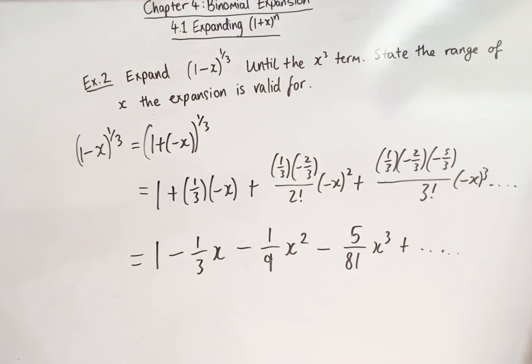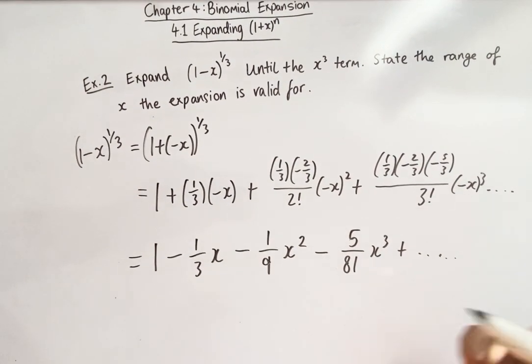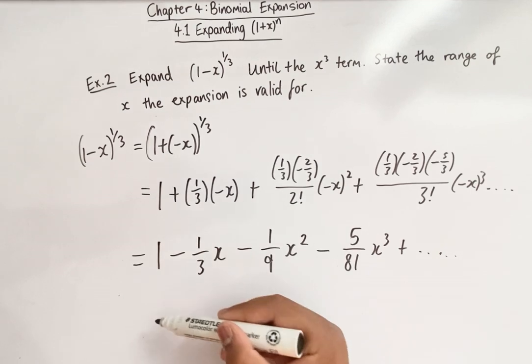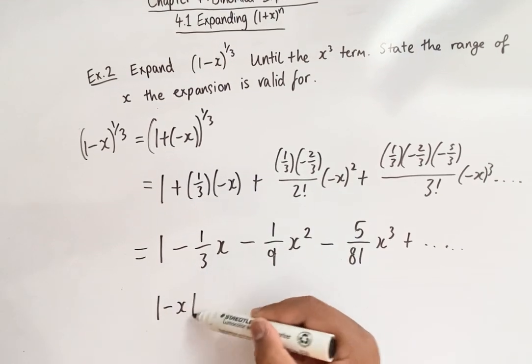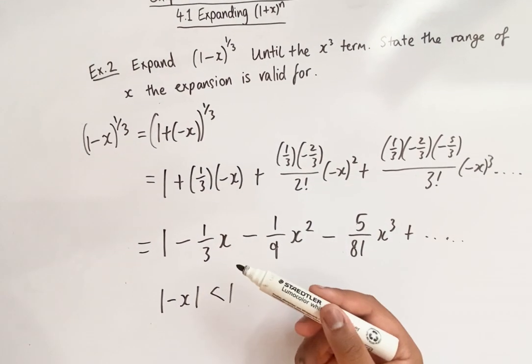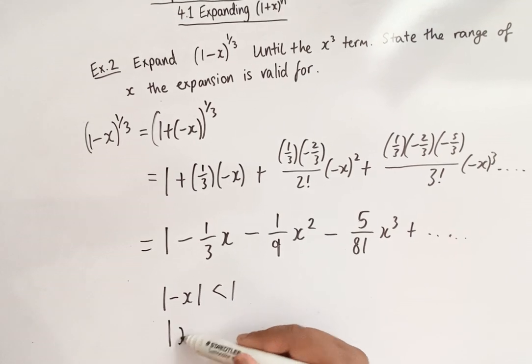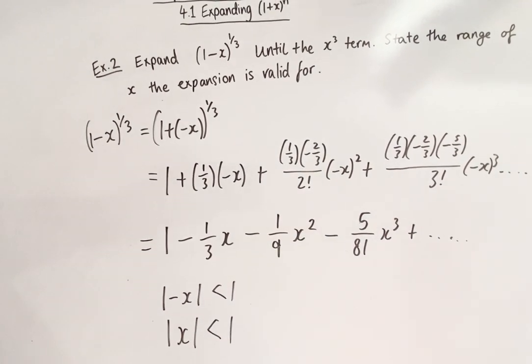The second part says to state the range of x that the expansion is valid for, and so we're going to say the modulus of minus x is less than 1, and the modulus of minus 1 is just 1. So it's the same thing as saying the modulus of x is still less than 1.